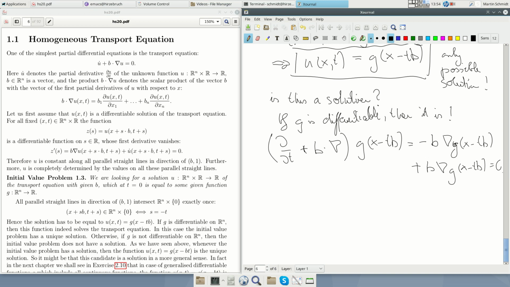And this is of course 0. So it is, but if g is not differentiable, then there is no solution. Why? Because we derived that this is the only possible solution. But if g is not differentiable, then this is not a solution because it's not differentiable. So we see there is no solution if g is not differentiable.